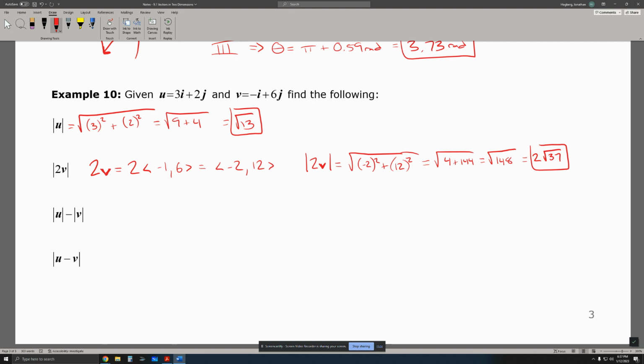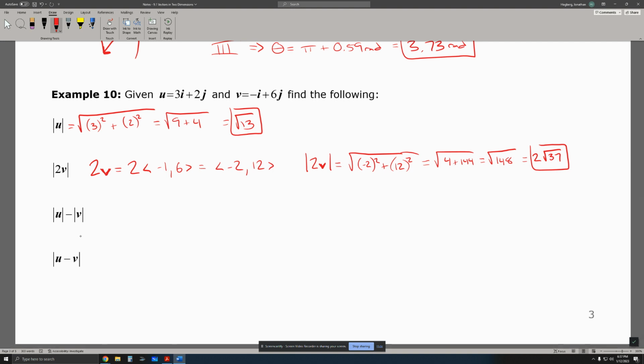Now we have the magnitude of u minus the magnitude of v. Actually, before we continue, one thing I want to point out is that the magnitude of a vector is a scalar, right? So I should expect my answer to be a single numerical value, not a vector. There's not going to be any direction. Our answer is a single numerical value. Okay, so let's go ahead and do this one.